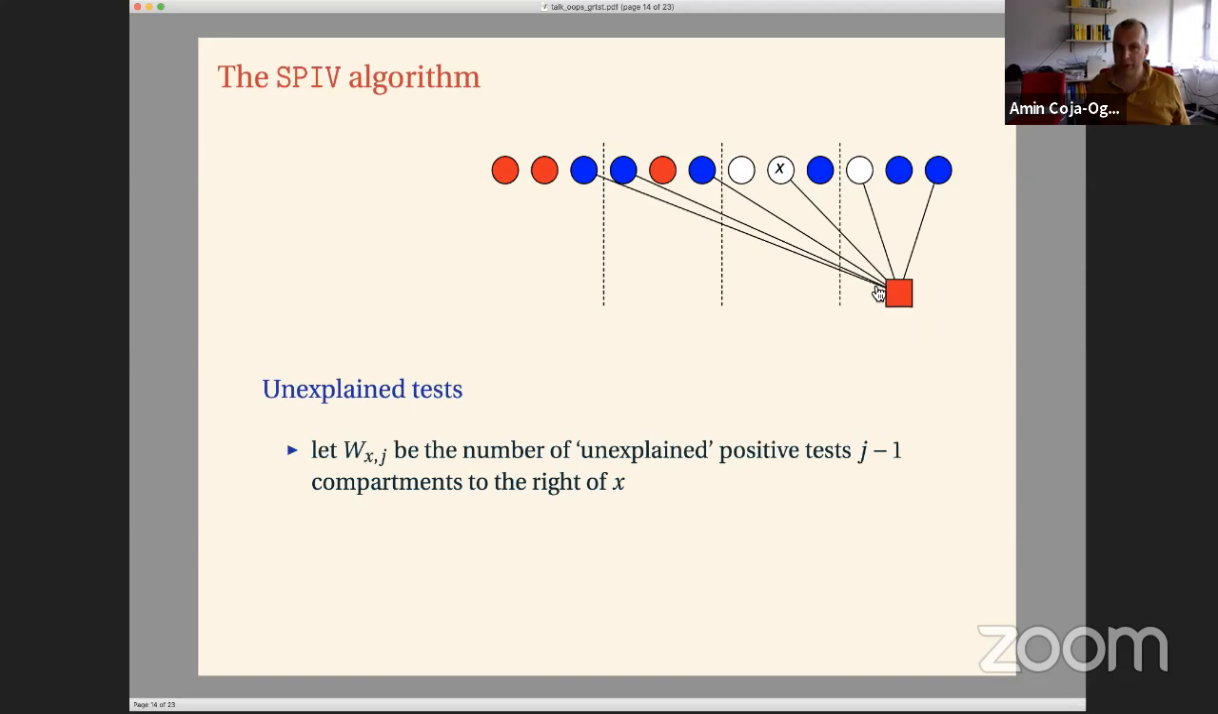So such an unexplained positive test is of course a cue, a hint that X might be infected. Obviously, if X were infected, that would explain why this test is positive. Therefore, the more tests like this that I see, the stronger my belief that X might be infected. Otherwise, for example, if there's absolutely no single such unexplained test, then I would probably go and bet some money that X is actually healthy.